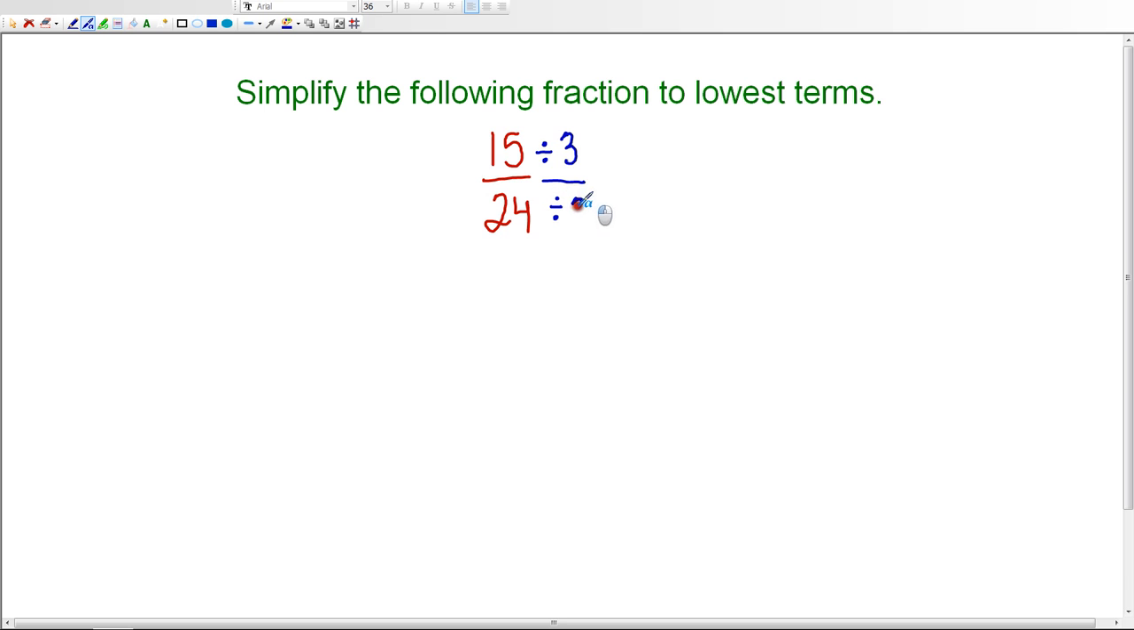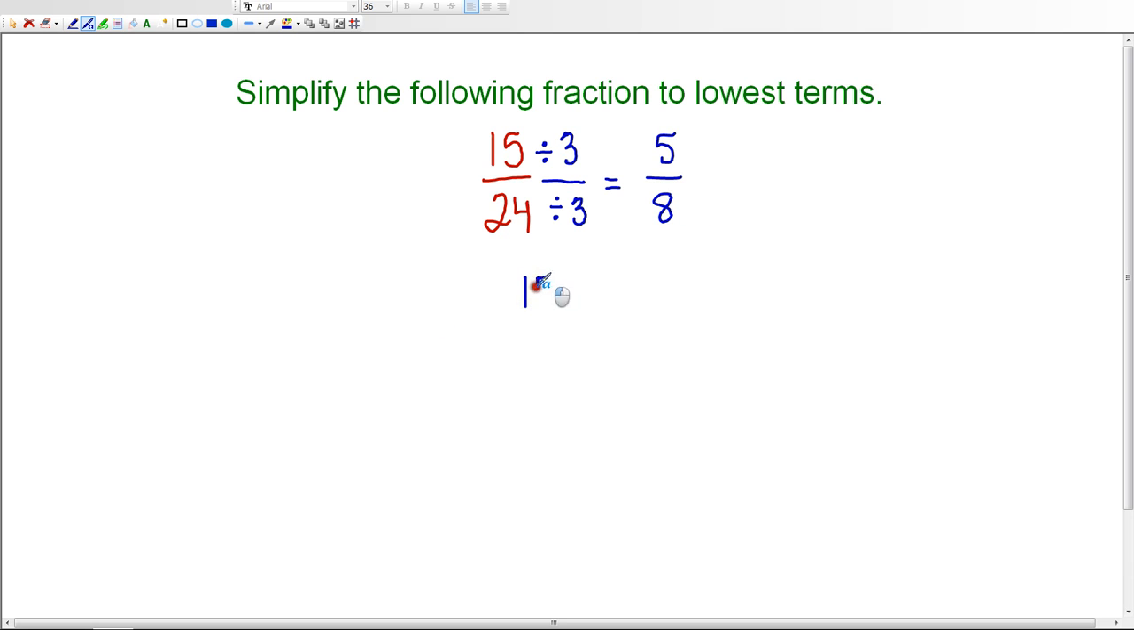And that's what is most important when simplifying fractions: whatever you do to the numerator, you have to do to the denominator in order to keep the value of that fraction. So as long as you're dividing both the numerator and denominator by the same number, you are okay. So 15 divided by 3 is 5, and 24 divided by 3 is 8. And then I want to look at these two numbers and just make sure that there's no other factors that are common for these two numbers. And there aren't. So 5/8 is the lowest term for 15/24.